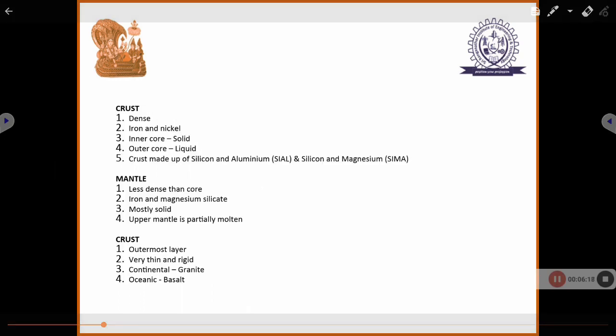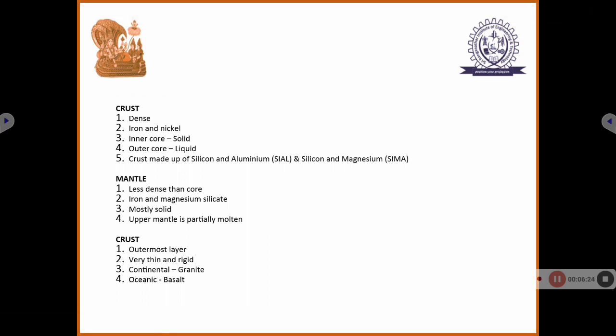Next, let us see about the crust. What is meant by crust? The top layer of the earth. Now, it is dense and it contains iron and nickel, and the inner core is very solid and the outer core is liquid, and the crust is made of silicon and aluminium.